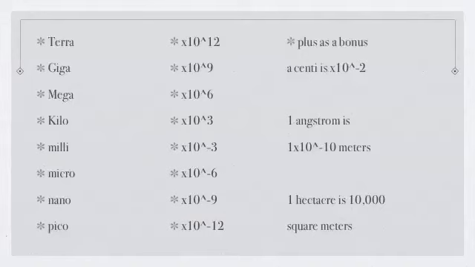Going down smaller than the gram, and I'll do it here for the meter perhaps. 1,000th of a meter is a millimeter. You already know that. 1,000 millimeters in a meter. 1,000,000th of a meter is a micrometer, or a micron. 1,000,000,000th of a meter is a nanometer. 1,000,000,000,000th of a meter is a picometer.